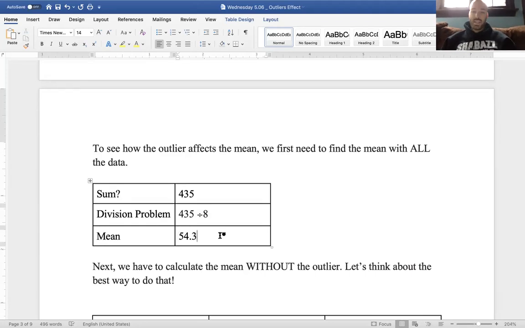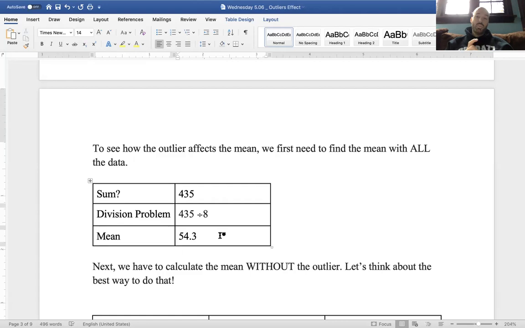If you go past the tenths place, I know you used a calculator, and I'm probably not going to say anything because that's okay to use a calculator on this. So our mean is 54.3. That's all the data together. We added it all up. We divided by 8 because there were 8 numbers, and we get a mean of 54.3.